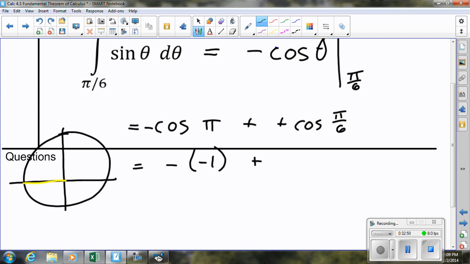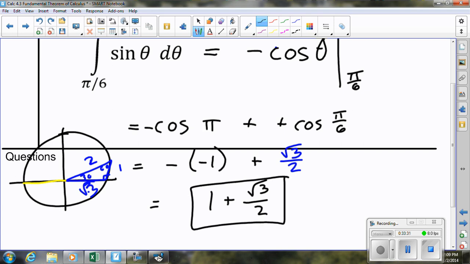Pi over 6 we know is a 30-degree angle, so based on having a 30-degree angle with 30, 60, 90, what is the cosine? Cosine is adjacent over hypotenuse, so we can say adjacent is, okay, if we're not using the unit circle, we had 1, 2, square root of 3. So we'd have the square root of 3 over 2. And therefore, our total answer is 1 plus the square root of 3 over 2. And we've got an answer.